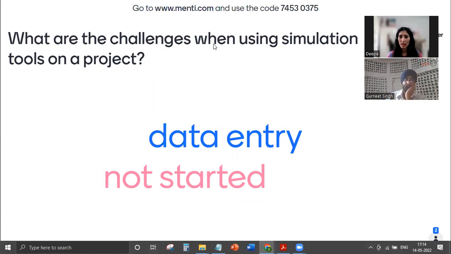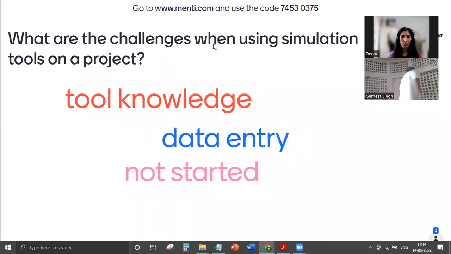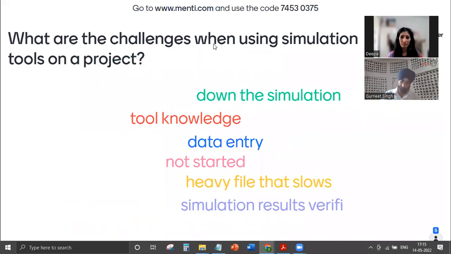Okay, some of you are sending in the chat box. Minimum system availability. Okay, can't do a quick model. All right. What else? Tool knowledge can be a limitation. All right. Heavy file. Do you mean simulation model? Maybe. Heavy file slows down the simulation. Yeah. Simulation results verification. Probably that's what you mean. And if you're not facing any challenges, you can say that too, that this is not applicable to you.